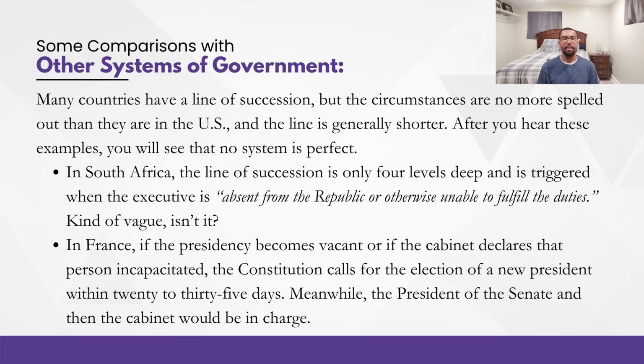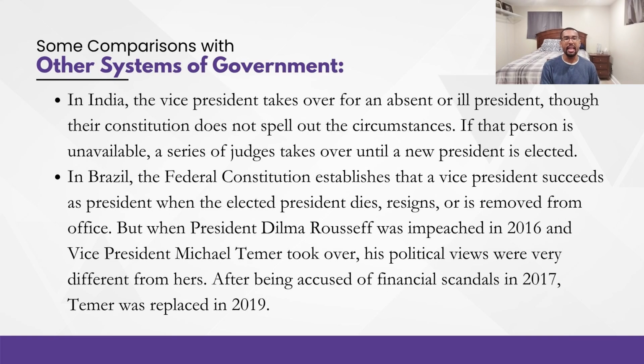In France, if the presidency becomes vacant or if the cabinet declares that person incapacitated, the Constitution calls for the election of a new president within 20 to 35 days. Meanwhile, the president of the Senate and then the cabinet would be in charge. In India, the vice president takes over for an absent or ill president, though the Constitution does not spell out the circumstances. If that person is unavailable, a series of judges takes over until a new president is elected.